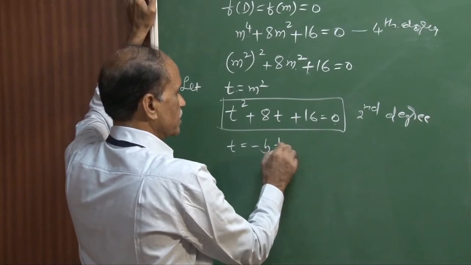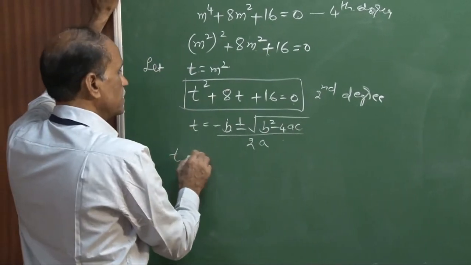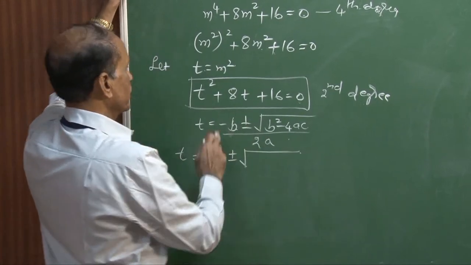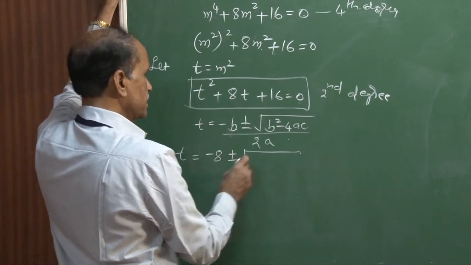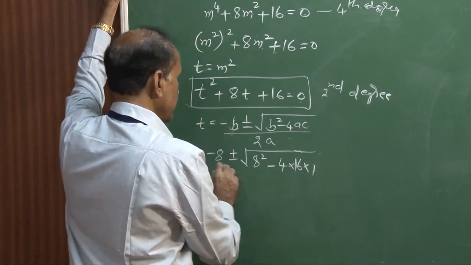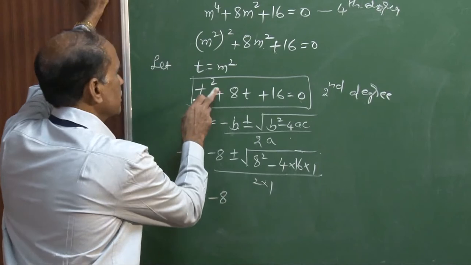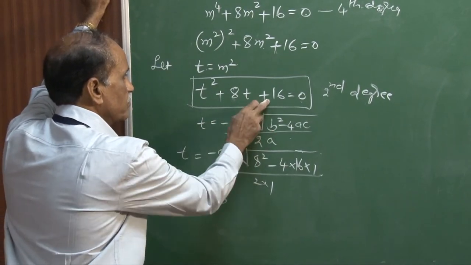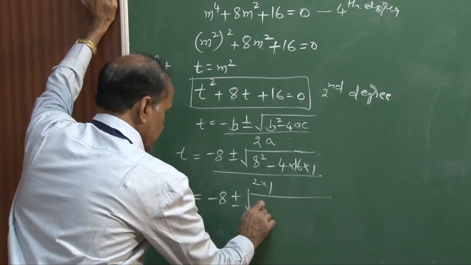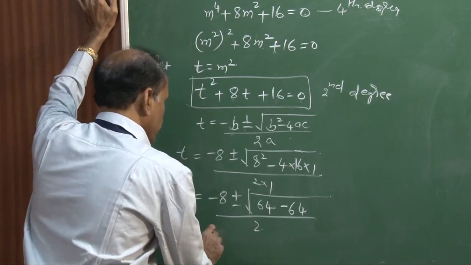t is equal to minus b plus or minus root of b square minus 4ac, divided by 2a. That is t is equal to minus b, it is minus 8, plus or minus root of b square, that is 8 square, minus 4 into 16 into 1, that is 4ac, and divided by 2a, that is 2 into 1. So t is equal to minus 8 plus or minus root of 8 square, that is 64, minus 64, divided by 2.